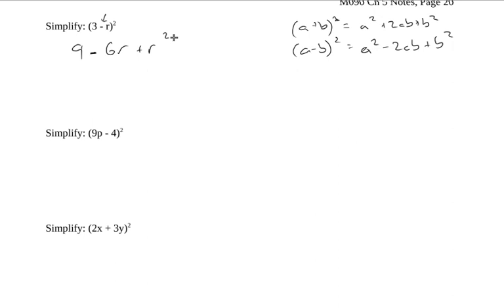Now, this is not in standard form, so I do want to take a moment and rewrite this so it's in standard form. Remember, standard form: degree 2, degree 1, degree 0. The degree 1 term was negative, the negative 6r, so it looks like this.